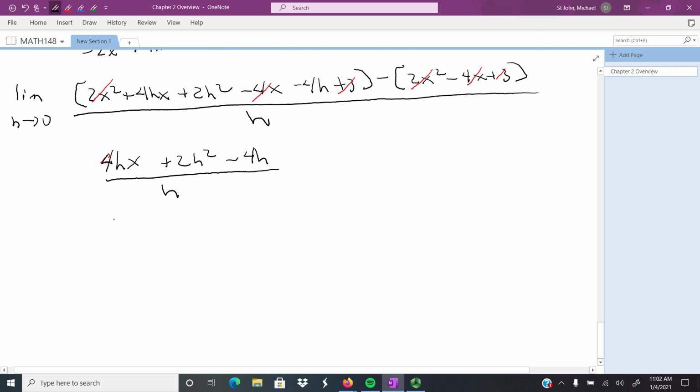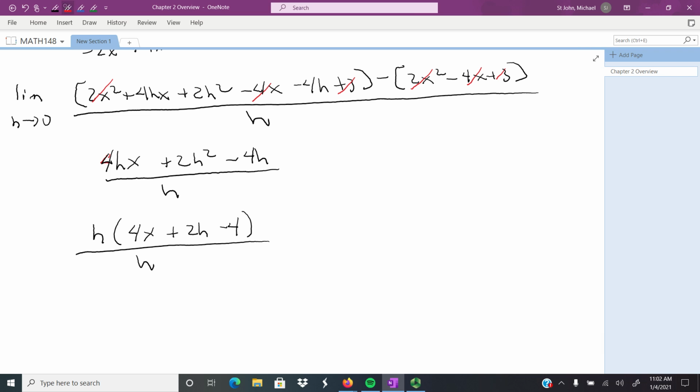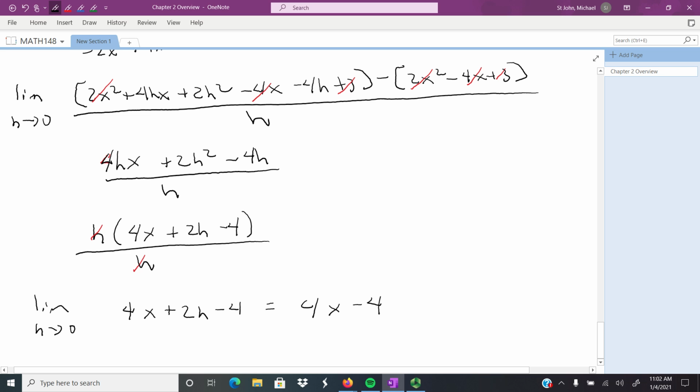And then we could factor the h out, h times 4x plus 2h minus 4, over h. Of course, now these go away. And so now we want the limit as h goes to 0 of 4x plus 2h minus 4, and that'll give us 4x minus 4. So we found our derivative.